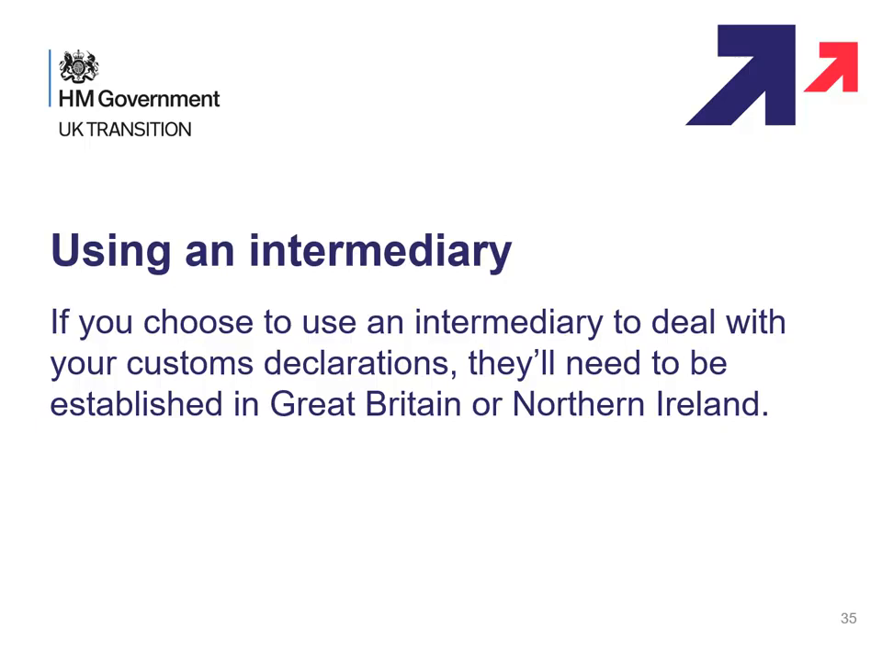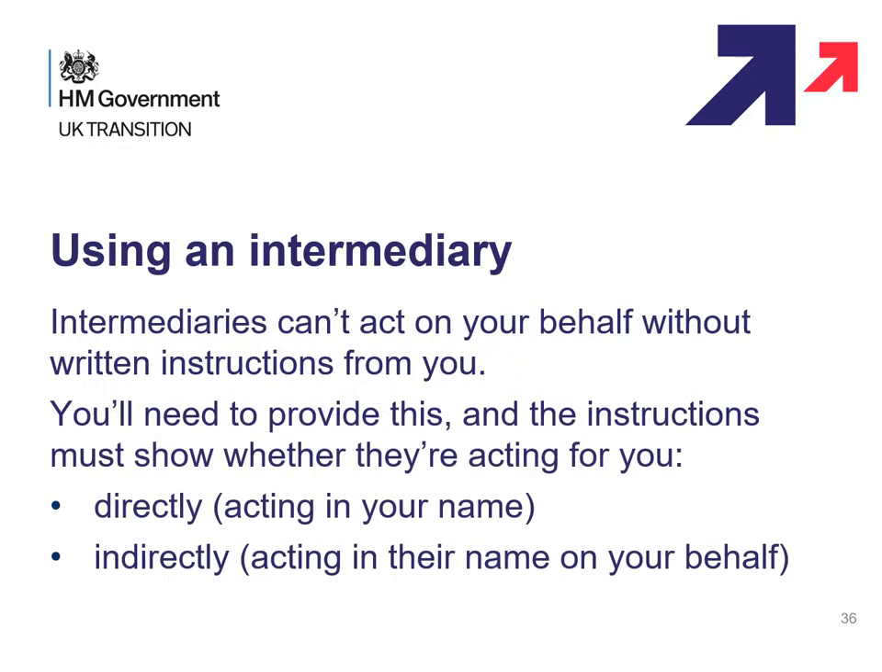If you choose to use an intermediary to deal with your customs declarations, they'll need to be established in Great Britain or Northern Ireland. Intermediaries can't act on your behalf without written instructions from you. You'll need to provide this, and the instructions must show whether they're acting for you directly, that's acting in your name, or indirectly, that's acting in their name on your behalf. HMRC will only ask for evidence of the authorization if we need it.